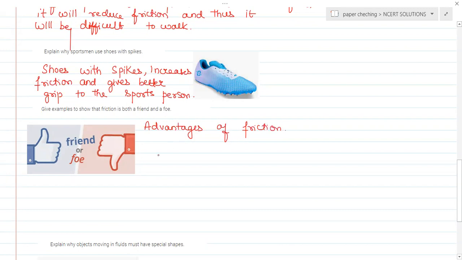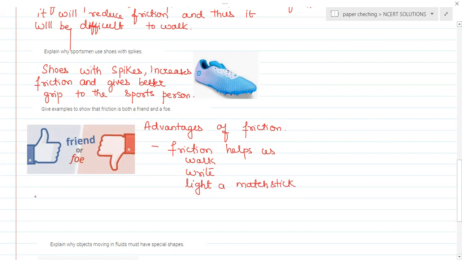See, friction is the reason we are able to walk, right? Friction helps us walk, hold things. There are so many things, even if you want to put a nail on the wall, that also requires friction. So friction helps us walk, light a matchstick, etc. According to the marks, you can increase or decrease the points.